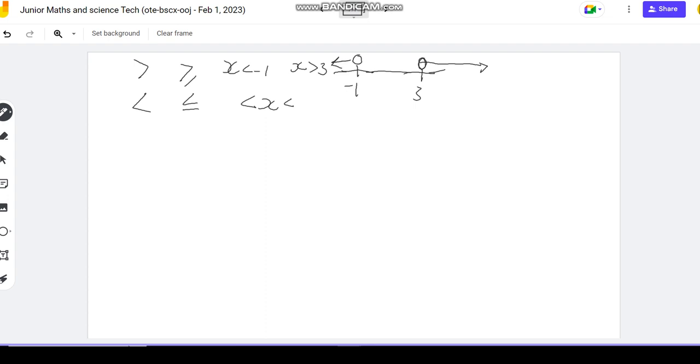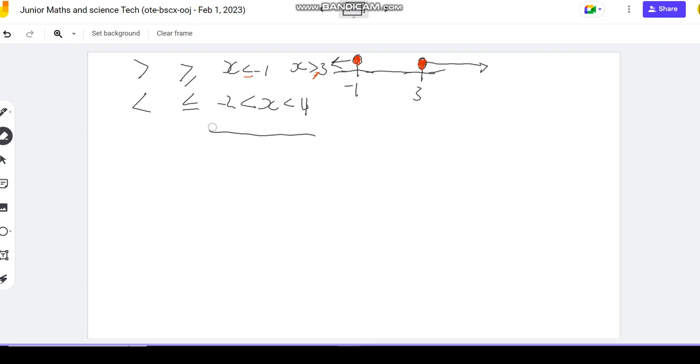But now, if an equal sign is to be included here, meaning this should be shaded. Now it should be shaded to show that even the 3 is included. So if I'm to do this for the same here, let's say this is maybe minus 2 and then this is a 4, it means I'll have something like this.